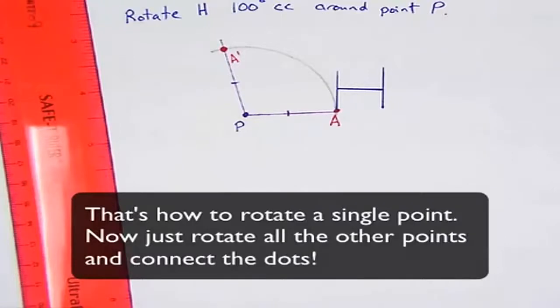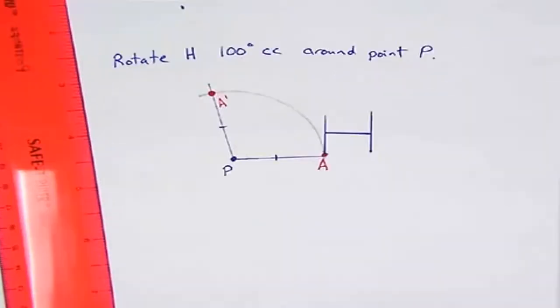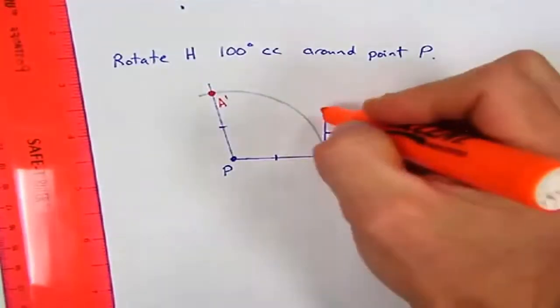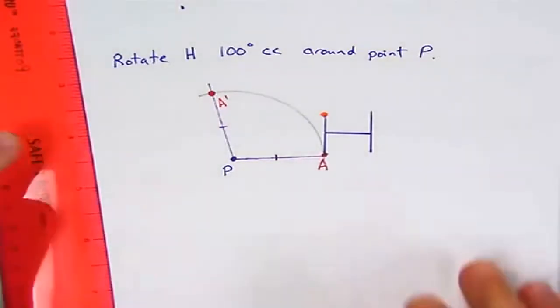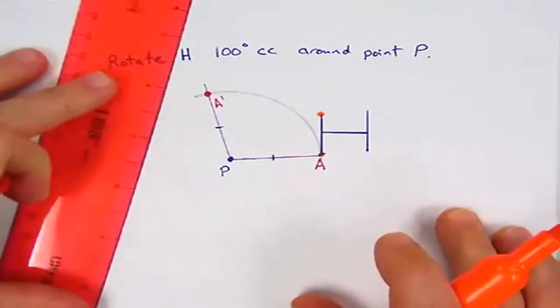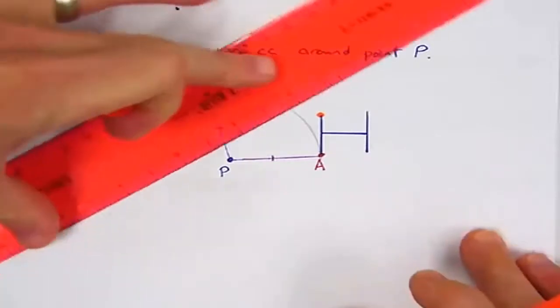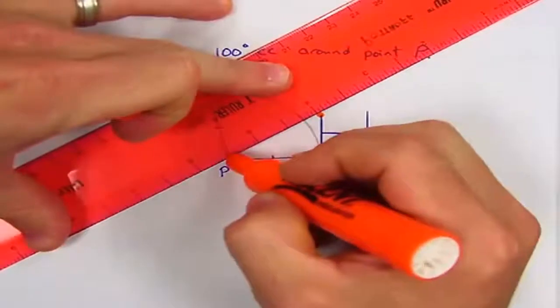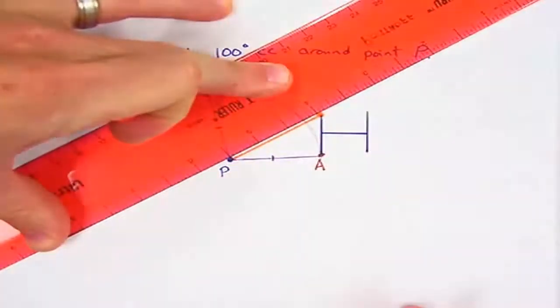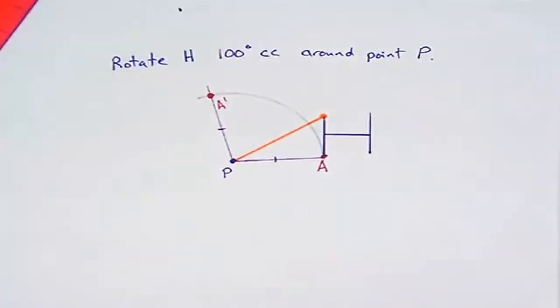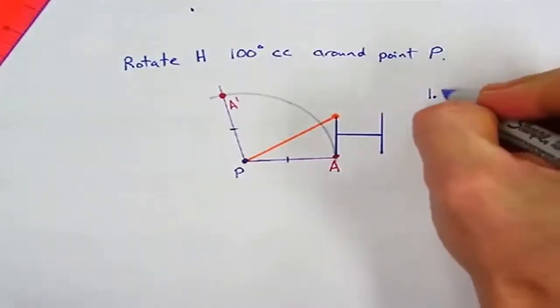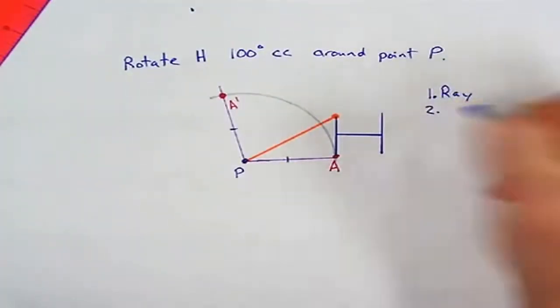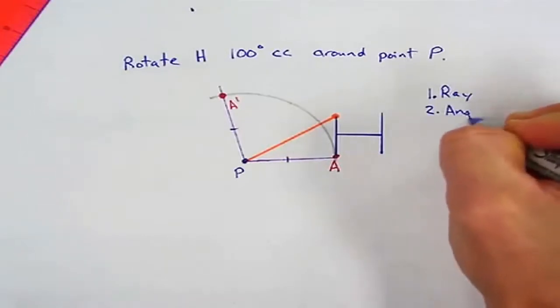Okay. And now basically you just follow the same steps for all of the other points. So maybe I'll do this next one. I'll do it in highlighter orange, so you can see the different steps. So step 1 is where it just gets repetitive. Start your ray. Step 2 is to make your angle.